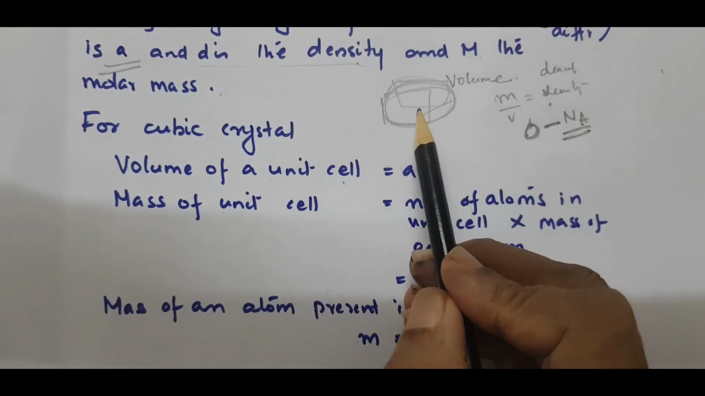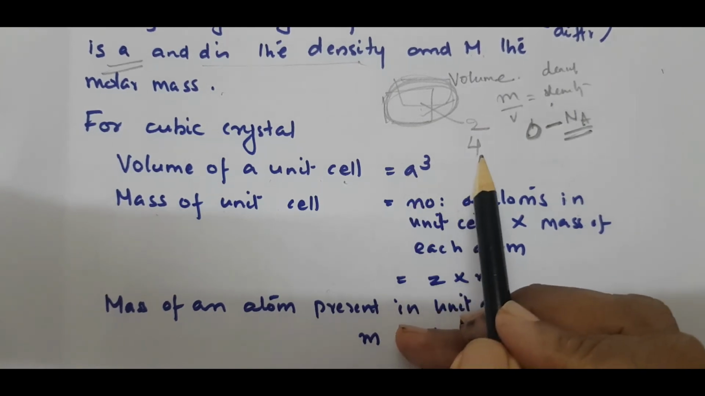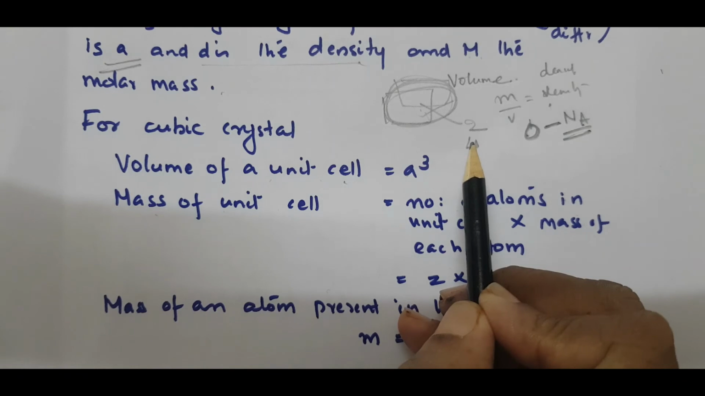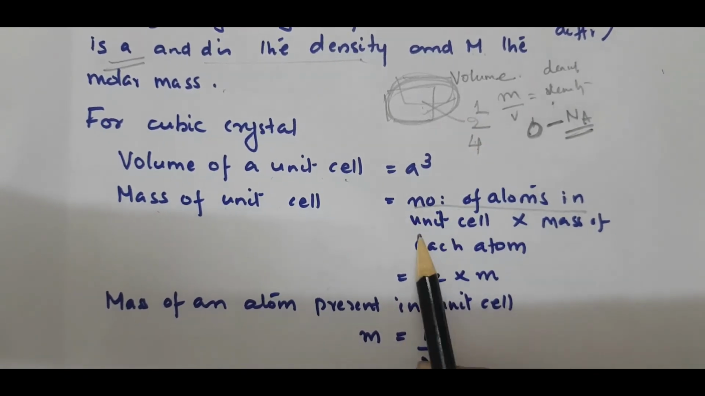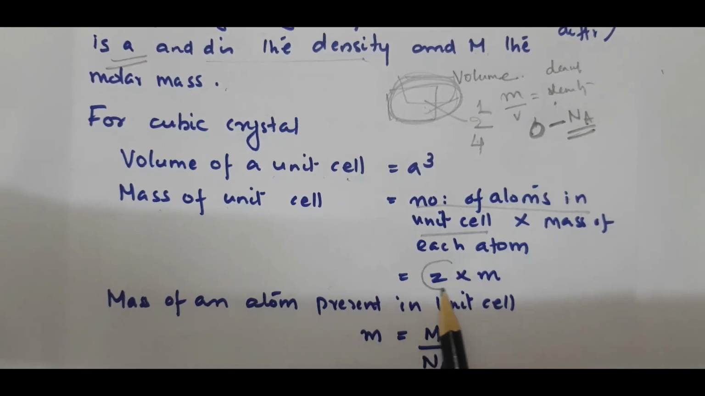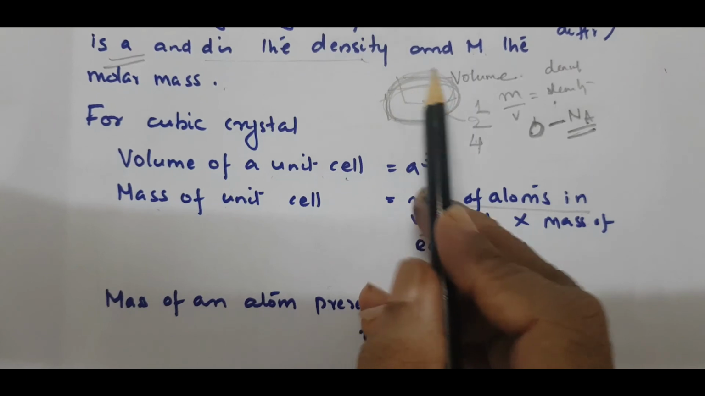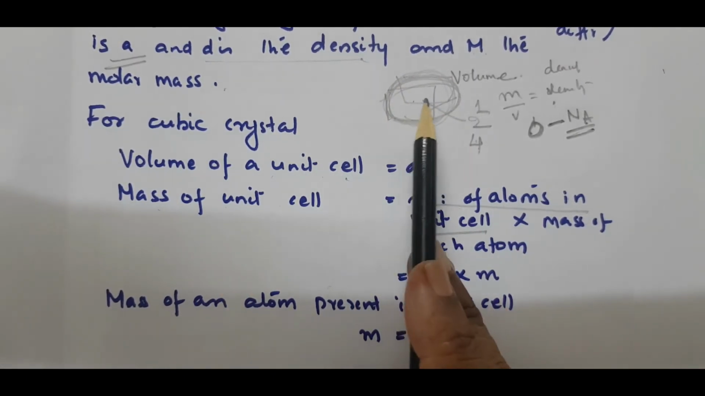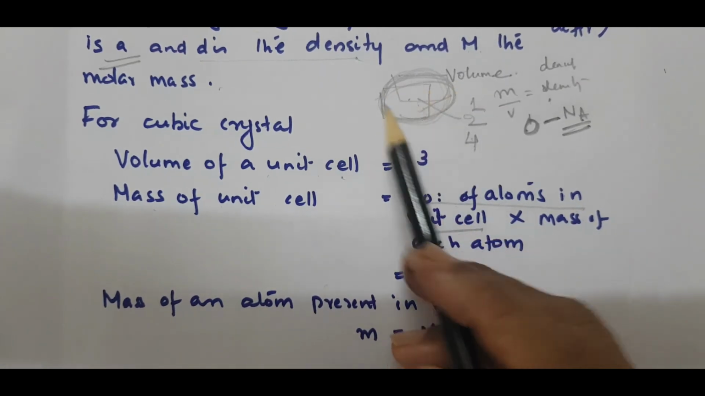Now, you know for a BCC there are 2 atoms. FCC there are 4 atoms, isn't it? Then in simple cubic it is 1. So that is the number of atoms in a unit cell, which you denote as Z. So in order to find the whole mass of a unit cell, you have to multiply the number of atoms, correct, into the mass of each atom. Then you will get the mass of that unit cell.